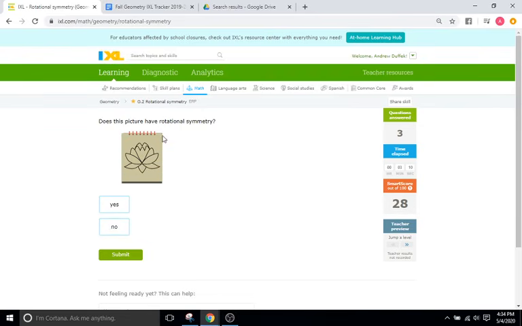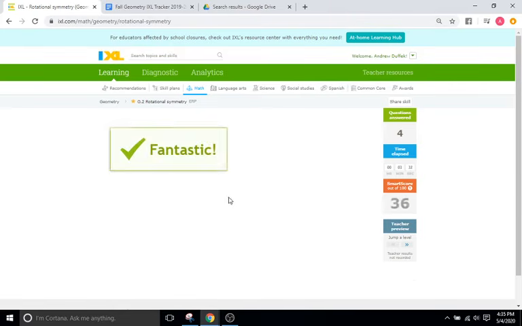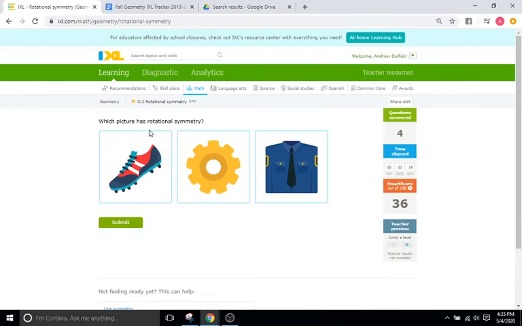Does this picture have rotational symmetry? No, it does not, no matter where you are putting your points of symmetry. And again, it gets confusing when they have details like this or anything over here. I don't know if they're referring to just the image right here or the entire picture. But either way, it looks like there is no rotational symmetry no matter where you put your point of rotation.